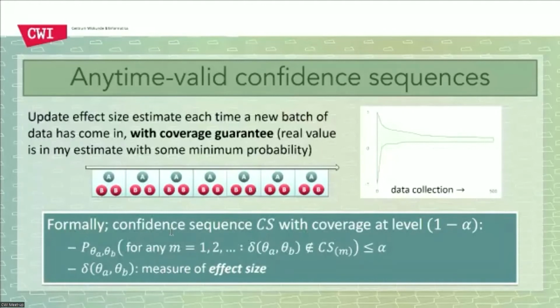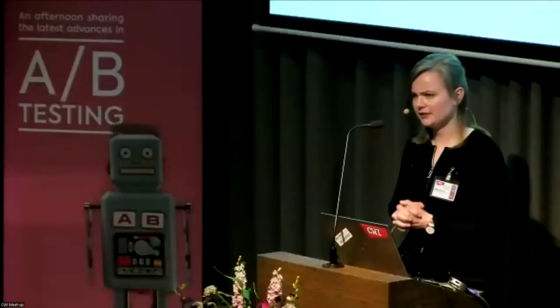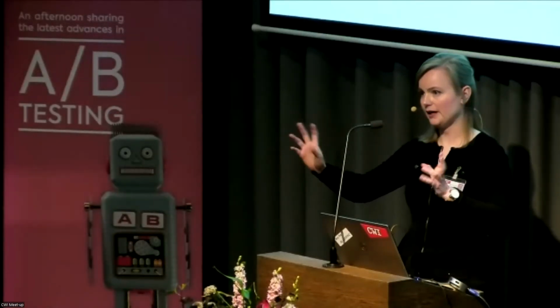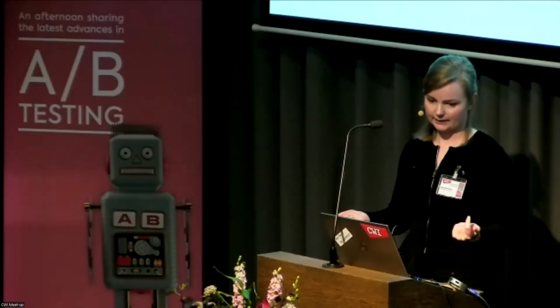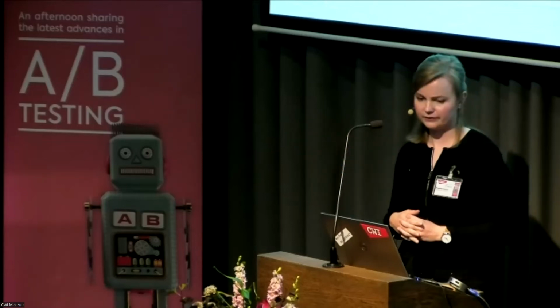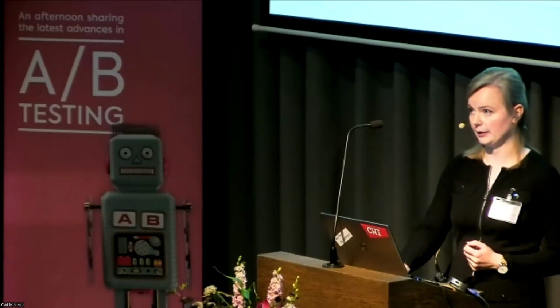So formally, we denote this as we want a confidence sequence with a certain coverage. We want the probability that at any time point, the real divergence or difference measure between the parameters is not in the confidence interval to be bounded by alpha. And here we use this delta to denote a measure of effect size. So as you might imagine, we just talked about the p-values where we only were allowed to look at one point. Otherwise, we would lose our type 1 error guarantee. And with classical methods, you also can't look at multiple times and construct your confidence interval, because then also you would lose your coverage guarantee.